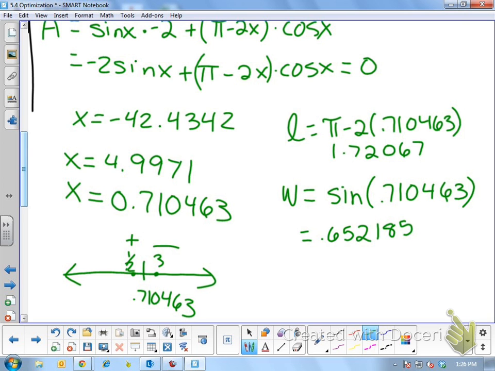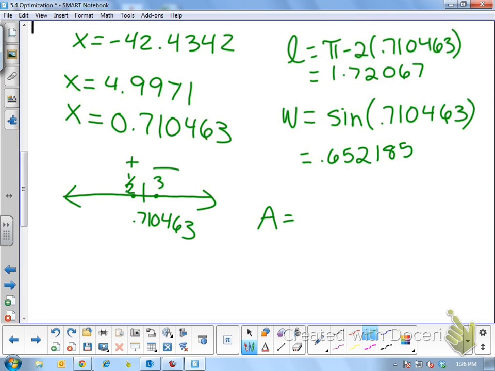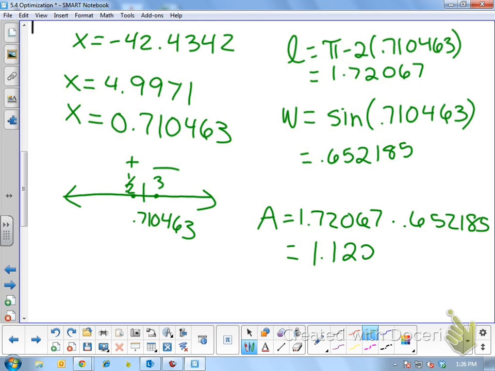And then what was the last thing we have to find? Area. Because they told us to find the area. So area is 1.72067 times 0.652185. Whatever that happens to be. 1.12219, so 1.122. And then they didn't give us any specific units, so we would use units squared, just to show that this is an area.